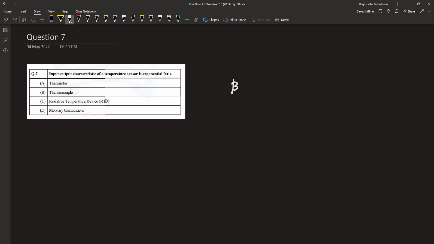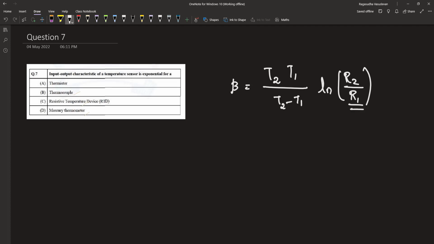In thermistor, we have a constant called beta, which is equal to T2 multiplied by T1 divided by T2 minus T1 into natural logarithm of R2 divided by R1, where R1 is the base resistance and R2 is the changed resistance. T1 is the temperature at the starting range, T2 is the temperature at the ending range. So based on these, we can find out the constant beta.